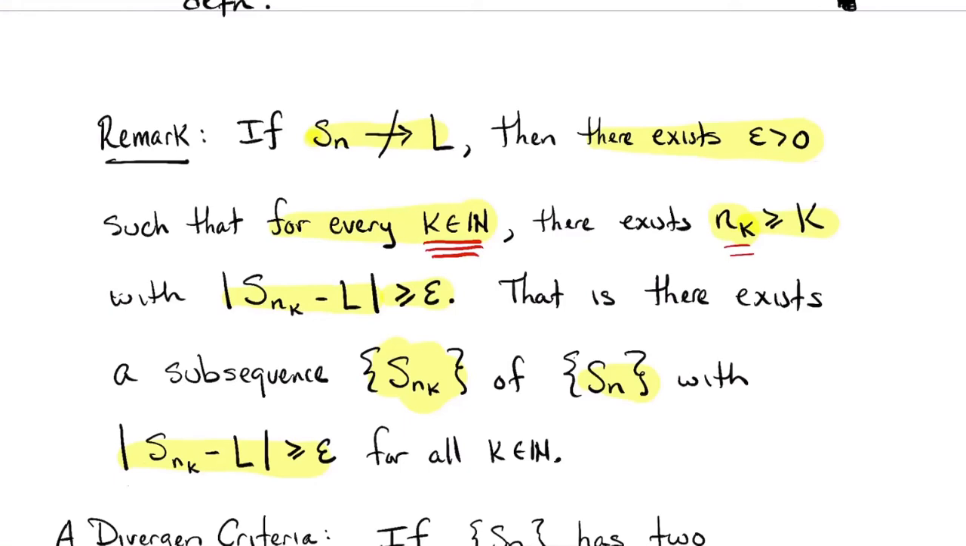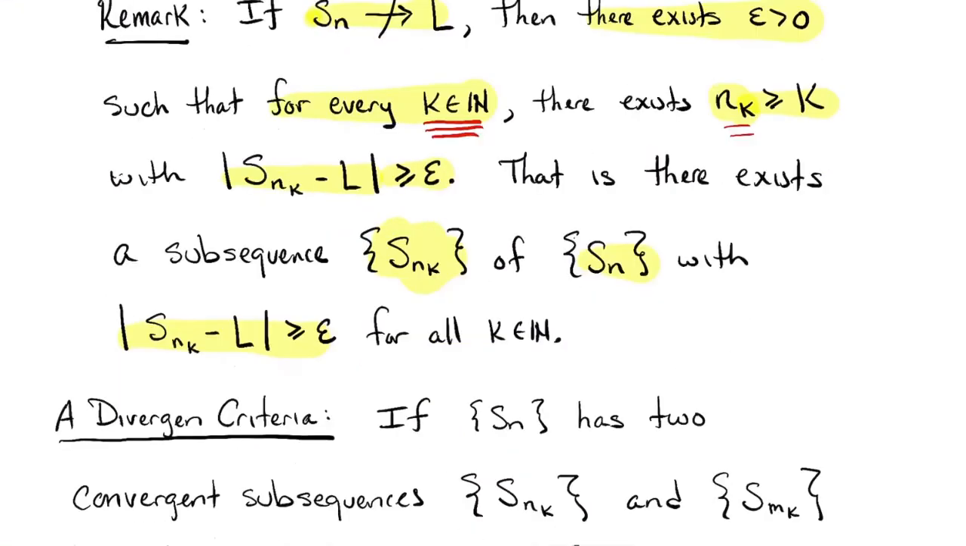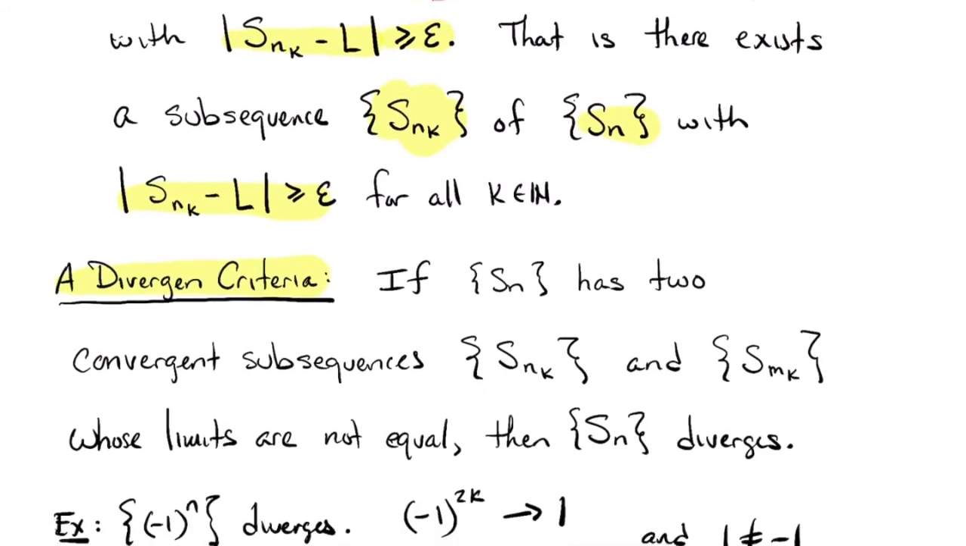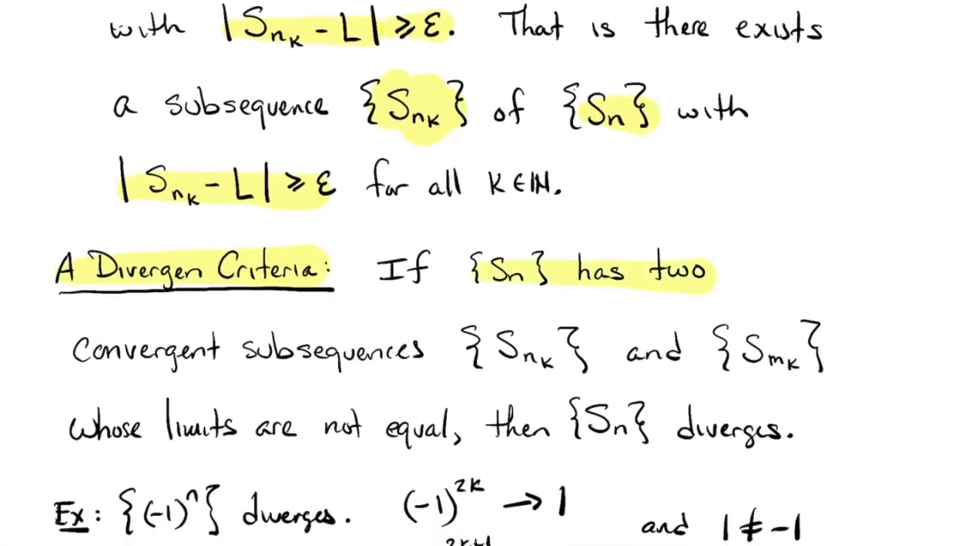Cool. A second remark, which I'm giving a little bit more precise name, called a divergence criteria. If you have a sequence and it has two convergent subsequences, let's call them S_{n_k} and S_{m_k}, and they're convergent, so they have limits, but the limits aren't the same, well, then the sequence can't converge. The original sequence S_n can't converge, right? Because we proved above in our theorem, this is just a corollary of it. We said that if a sequence converges, then all of its subsequences converge to the same limit. So if you have two subsequences that converge to different limits, then your original sequence can't converge.